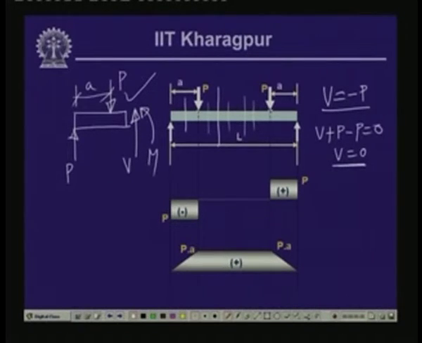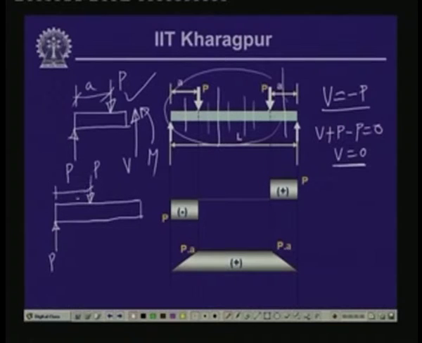Now, if we take segment 3 and cut it here and take the free body of the left part, then this is the free body diagram. We have the reactive force P here, we have the applied load P at a distance of A, and we have another applied load. The total length is L, this is A, this is A, so this is L minus twice A.